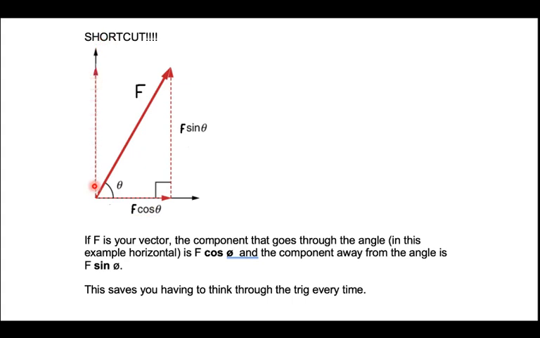Conversely, the other side is away from the angle. So that component there, in this case up there, is F sine theta. So through the angle is F cos theta, away from the angle, F sine theta. If you can just remember that, genuinely it saves you so much time later on.